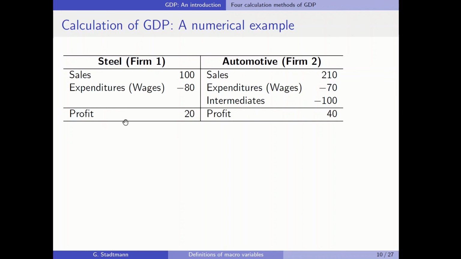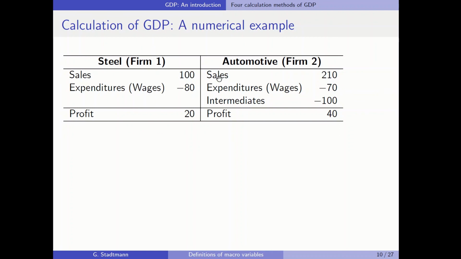In the steel company, there are 100 units of sales. So the revenues of the steel company are equal to 100. Then the cost, wages, is equal to 80. And the profit within this company is equal to 20. The steel is completely sold to the automotive company, so intermediate products pop up with a negative sign here in the automotive balance sheet because this is steel which stems from the steel company.